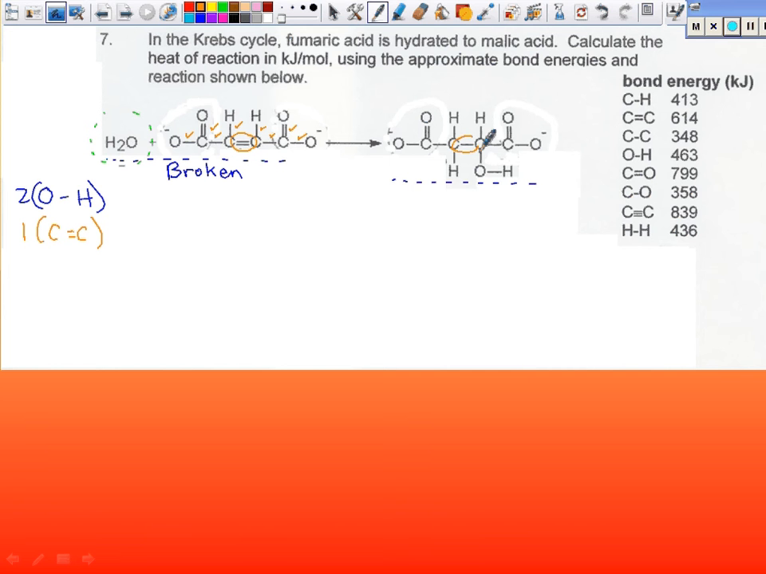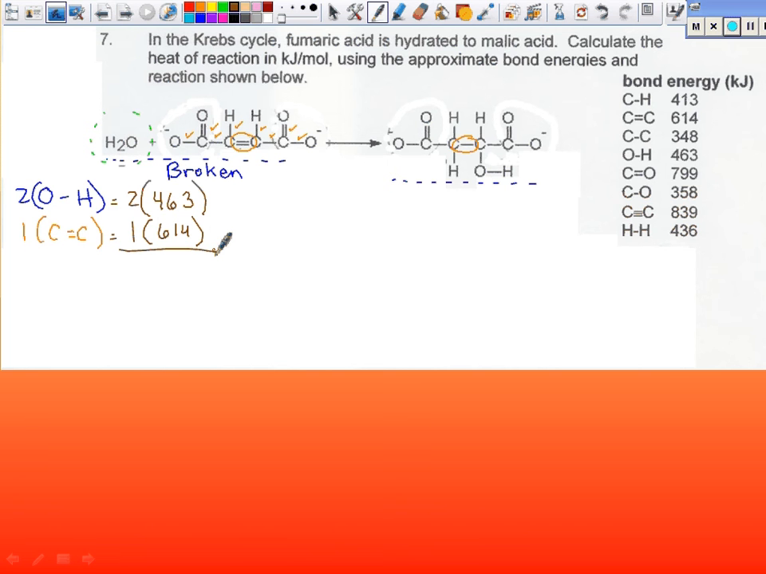So it's 2 times. How much energy does one OH bond take? Okay? So we've got 463. And how much does one CC bond take? Yeah, it's 839. CC double. No, that's a triple bond. It is 614. So then we would have to do those. Anybody got that in your brain? Thank you. 926. So this is the amount of energy required to break something.